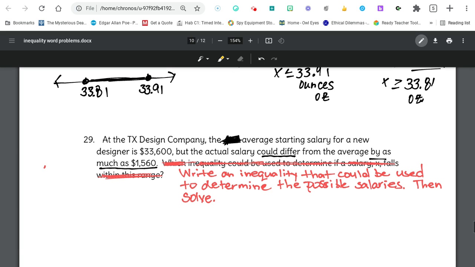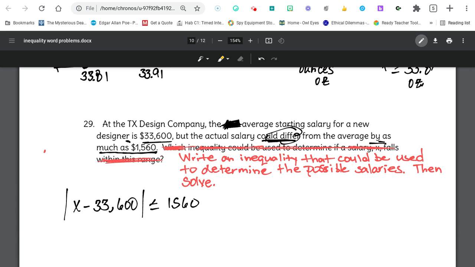I'll tell you, $33,600 may sound like a lot to you all, but it's not really that much money. All right, so that's the original salary, but it could vary or differ by as much as $1,560, which means it can be that number or less. Can't be over. Can just be $1,560 or less, okay? So I'm going to set my inequality up as X minus the original salary, but it can differ by as much. As much as means less than or equal to this amount, okay? And then you just go from there.